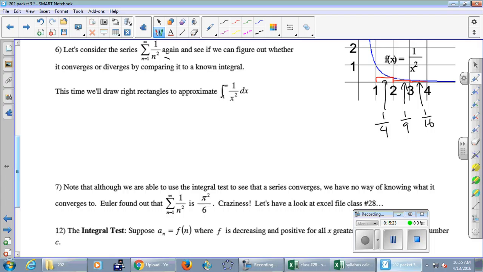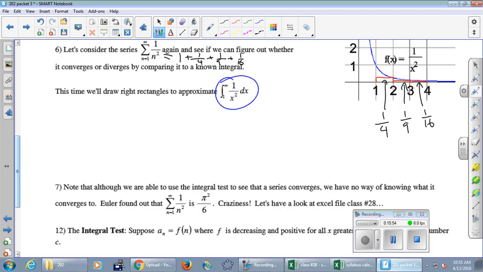Now you'll remember the first few terms of this guy. What was the first term? It was 1, and then n equals 2 is a quarter, and a 9th, and a 16th. Now the fact is we don't have the 1, but outside of that we've got everything, right? Okay, so ignoring the 1, let's just think about the integral right here. Does that guy converge or diverge?